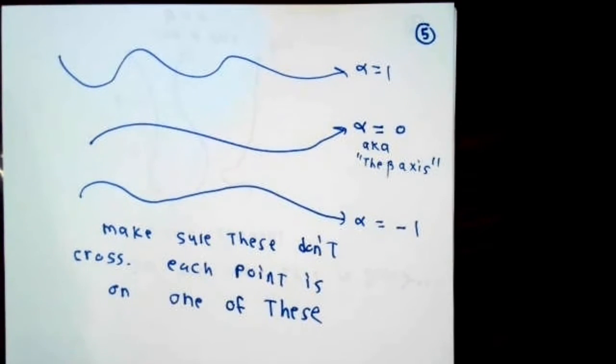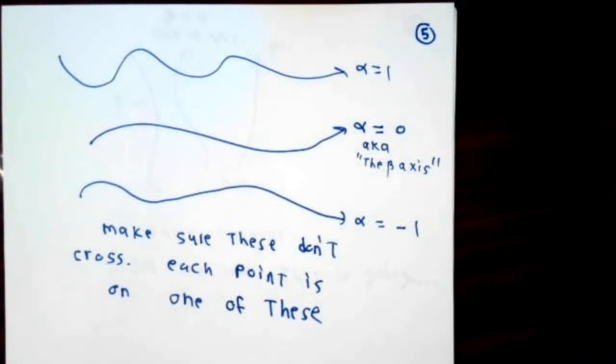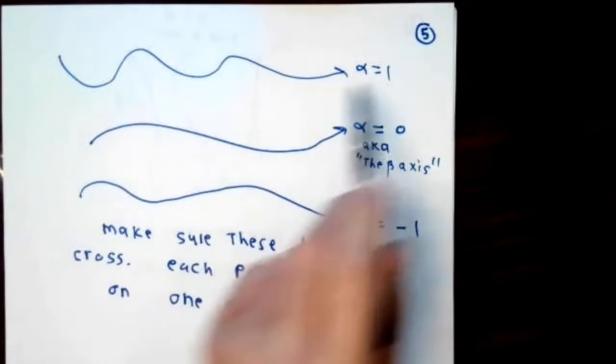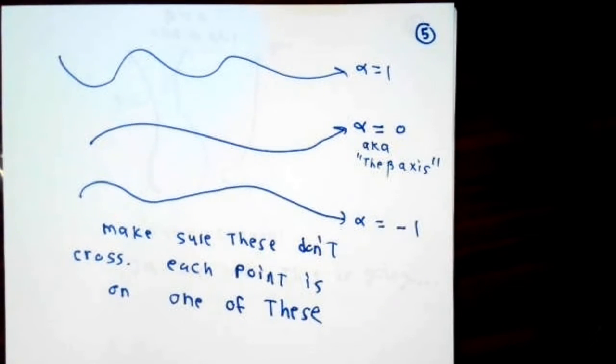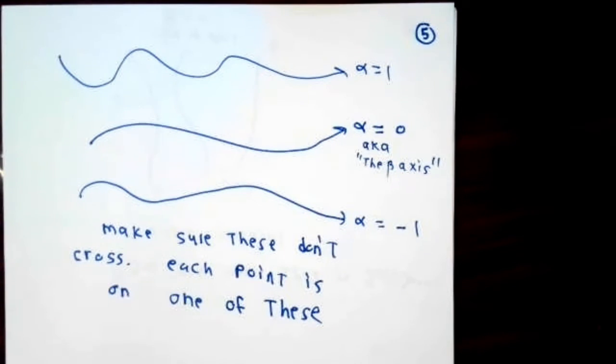There's nothing stopping me from using something other than straight lines. I could draw some curve in the plane and just declare it to be alpha equals 0. Then draw some other curve in the plane and call it alpha equals 1, alpha equals -1. All I have to do is make sure that these curves don't cross each other. If that's true, then every point in the plane is going to have one of these alpha numbers to go with it. It's going to be on one of these curves.